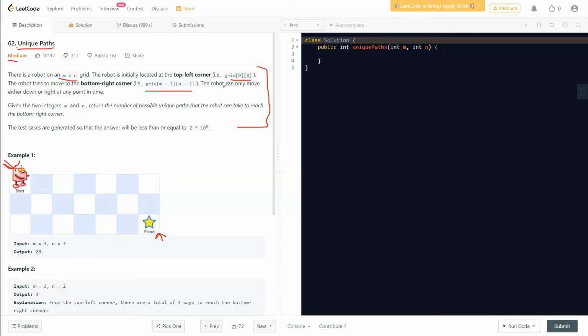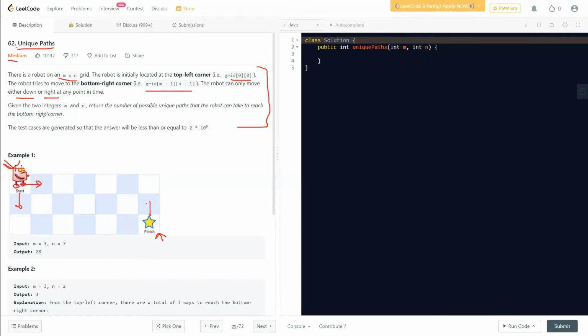It further says the robot can move either down or right. This is important for us. The robot cannot move left or up. So the robot has only two directions to move: either it can move down or it can move right. At any position it can move down or right, if down or right is a valid position.